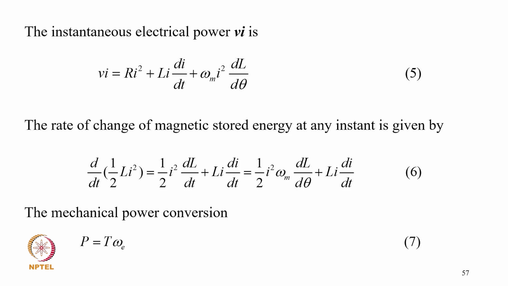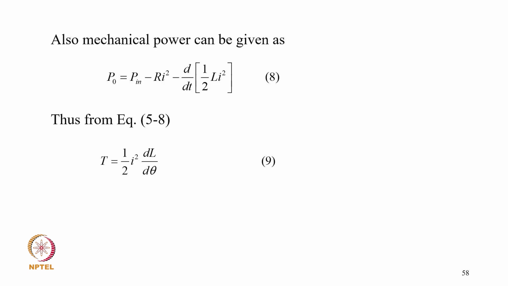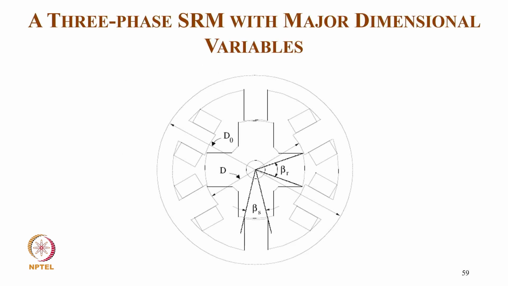The rate of change of magnetic stored energy at an instant is given by d/dt of half Li squared, which becomes half I squared dL/dt plus Li di/dt, equal to half I squared omega m dL/d theta plus Li di/dt. So the mechanical power conversion is P equal to T times omega m, or mechanical power can be written as P equal to P in minus Ri squared minus d/dt of half Li squared. From this equation, torque is half I squared dL/d theta. And this is a three-phase SRM with major dimensions variable.